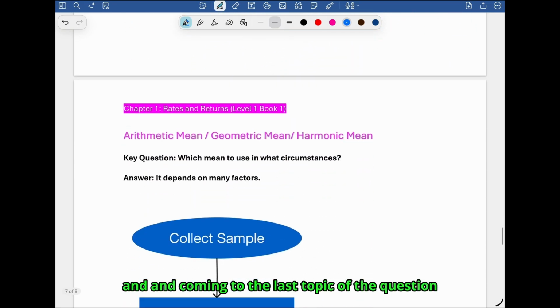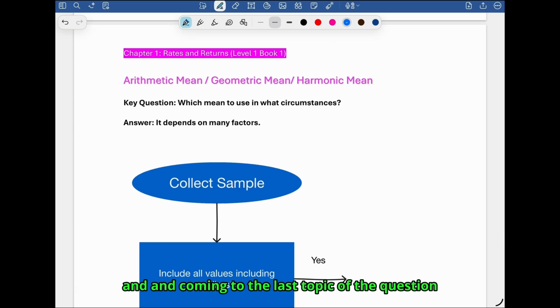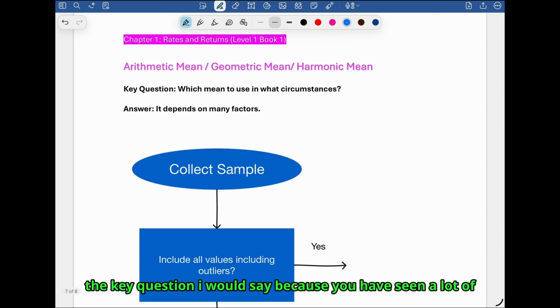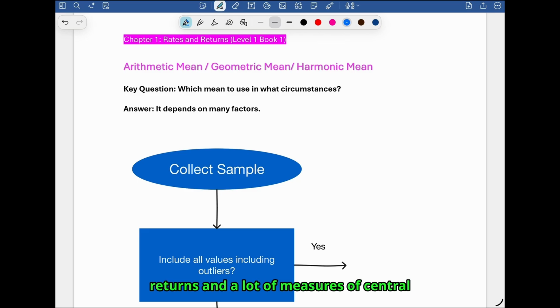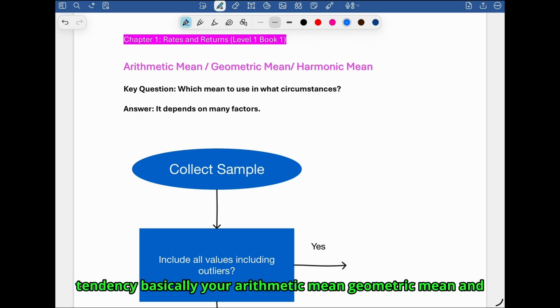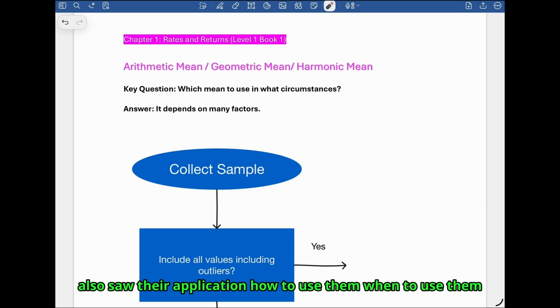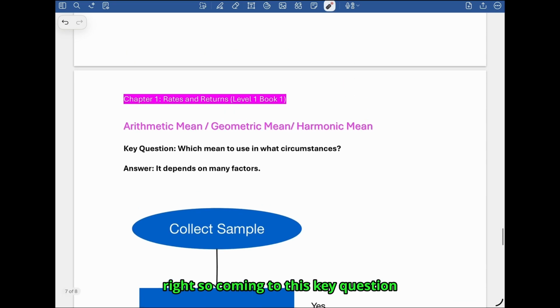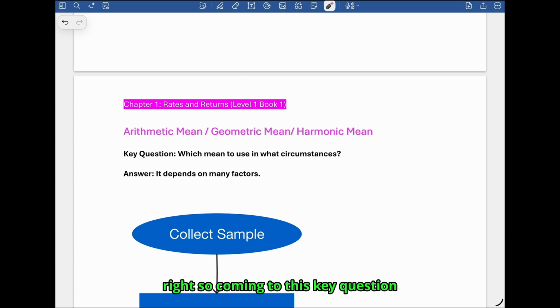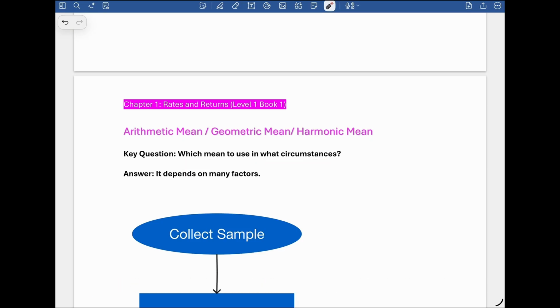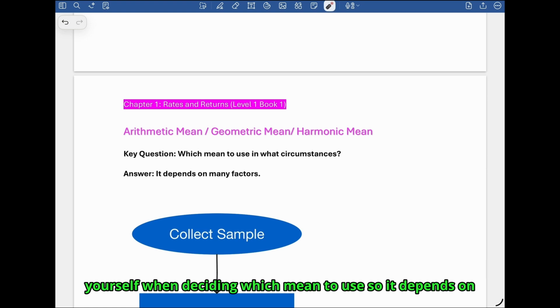And coming to the last topic, the key question I would say, because you have seen a lot of returns and measures of central tendency, basically your arithmetic mean, geometric mean, and harmonic mean. You also saw their application, how and when to use them. So the most important question you would be asking yourself is which mean to use in what circumstance.